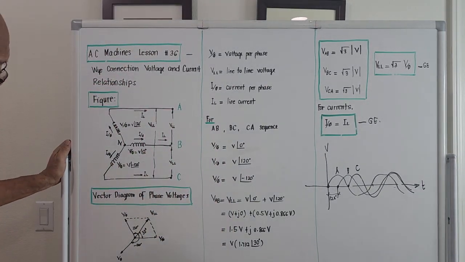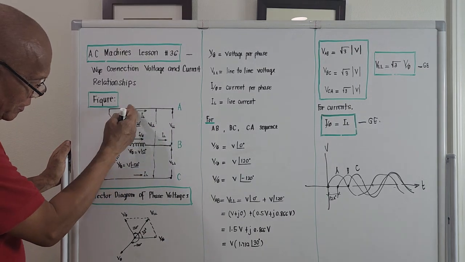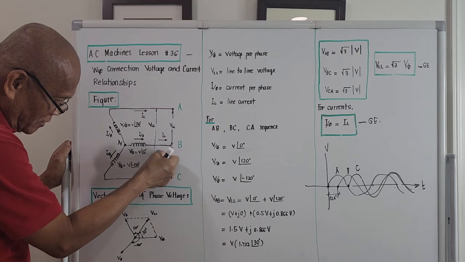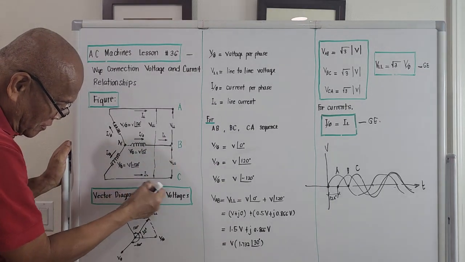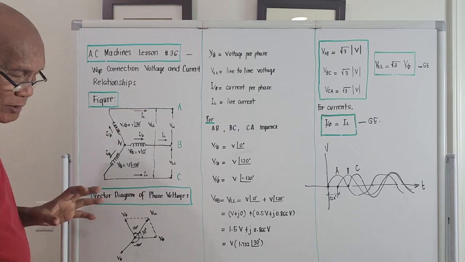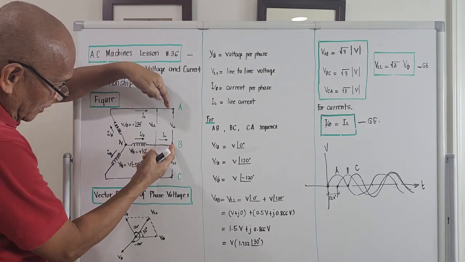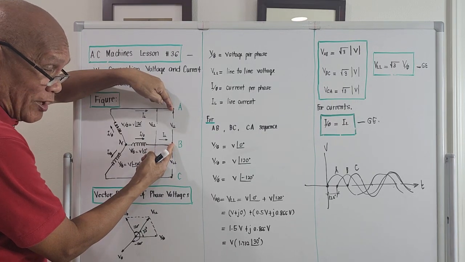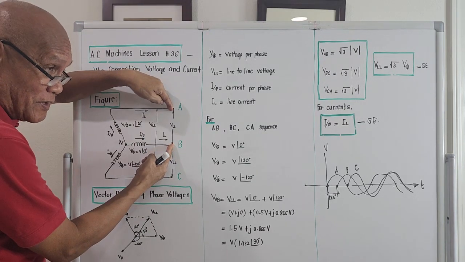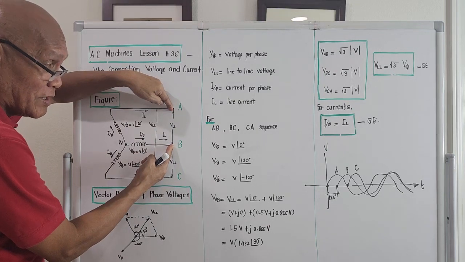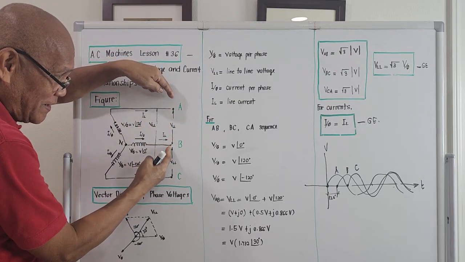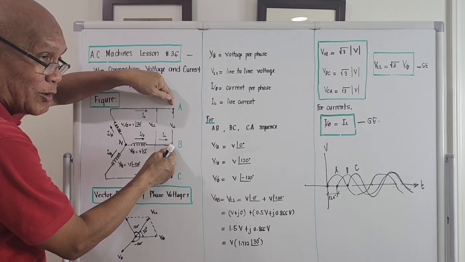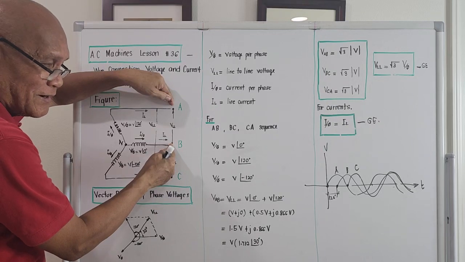What will be next? If we designate this output line here as line A, this line here as line B, and this as line C, and we get our voltmeter and measure the voltage across this, what we are measuring is actually V_AB, and V_AB is the line-to-line voltage, because this is a line. So if you measure the voltage across this, we call it line-to-line voltage.